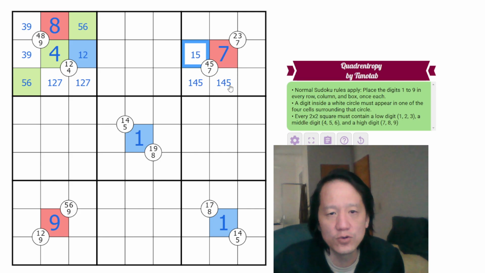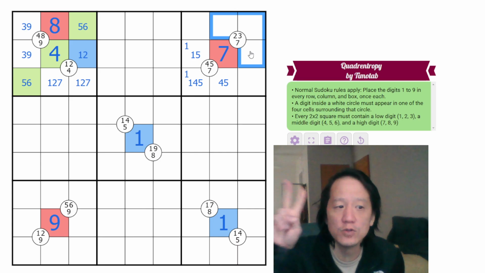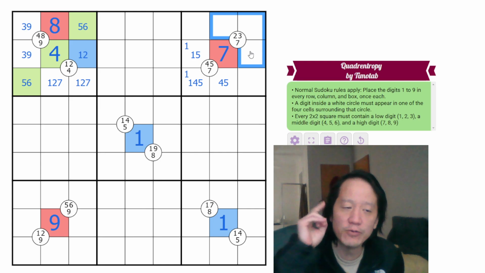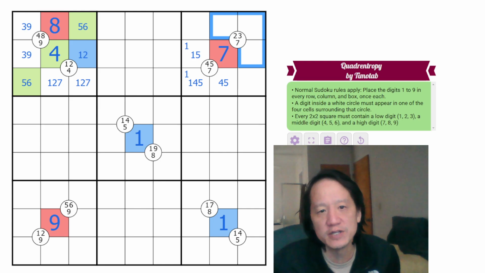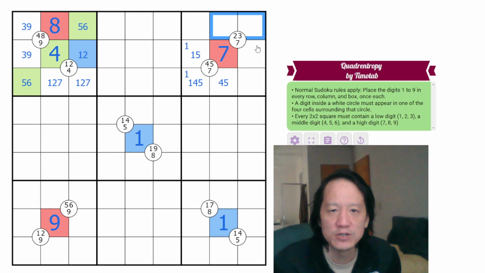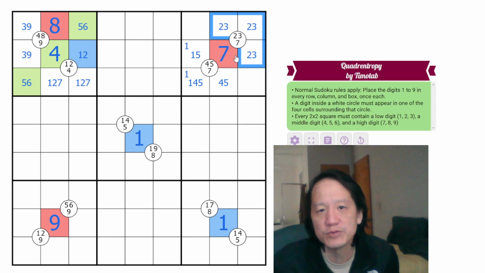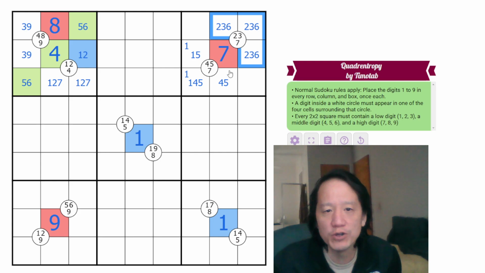Obviously, this can't be 4. This can't be 1. So 1 has to be one of these two. In addition, we know this has two lows, which is 2 and 3, and a high, which is 7. So now we need a middle digit. What is the last remaining middle digit here in box 3? It's not 4 or 5, it's 6. Therefore, this must be 2, 3, or 6. We know this is a 4 or 5, so therefore this is a middle.